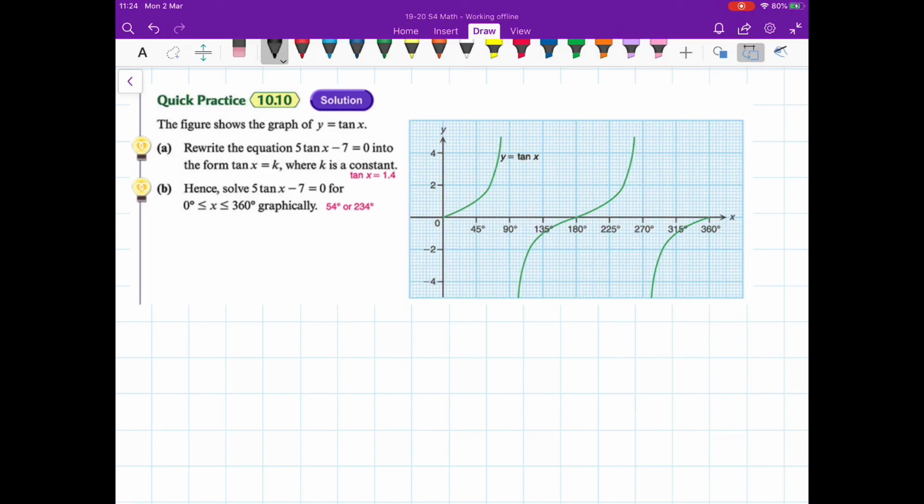Okay, so now please help me to finish the quick practice 10.10. Okay, and then for today's homework, it will be exercise 10C, questions 1 to 5.